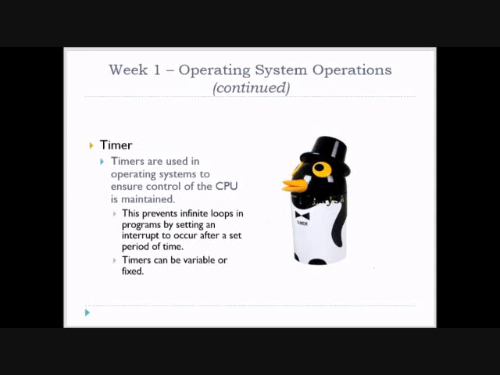And lastly, this week we'll discuss the timer. So timers are used in operating systems to ensure the control of the CPU is maintained. This prevents programs from getting stuck in an infinite loop and just running out there for hours and hours, or forever actually, without ever stopping. Timers can be variable or fixed, which means you can either set the timers and have it be programmed something you specify, or it can be a fixed setting.